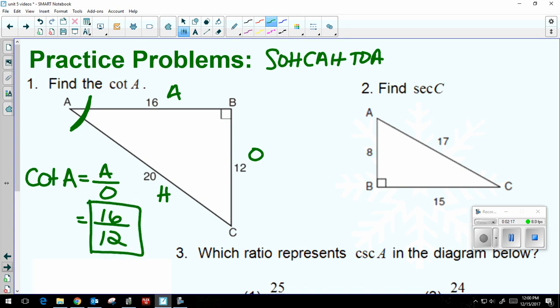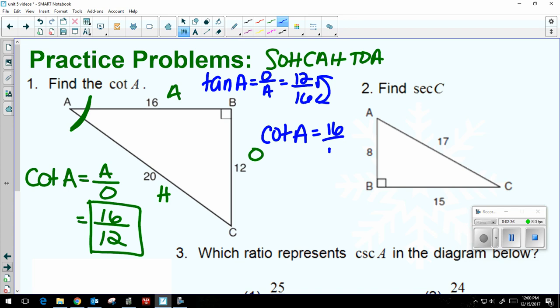So you can do it like that, or you can find the tangent and then flip it. So if I wanted to do the tangent of A is equal to opposite over adjacent, so 12 over 16, and then I just flip it. Either way, you get the same answer.